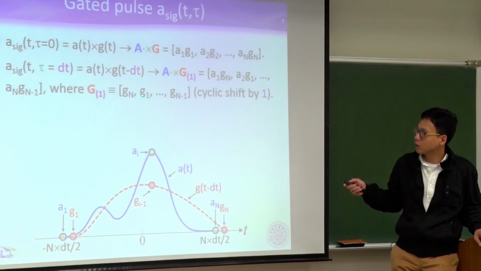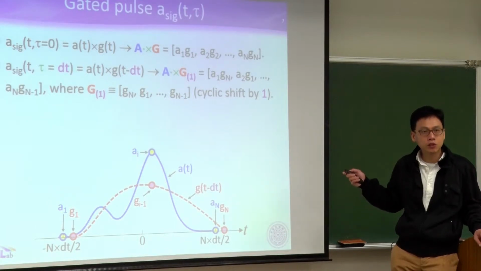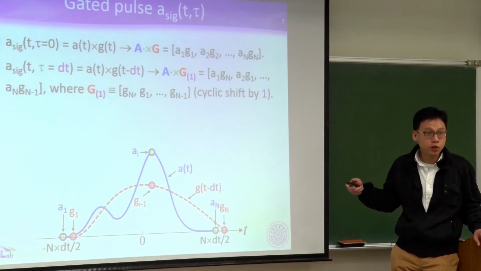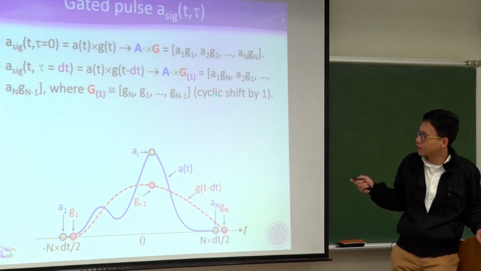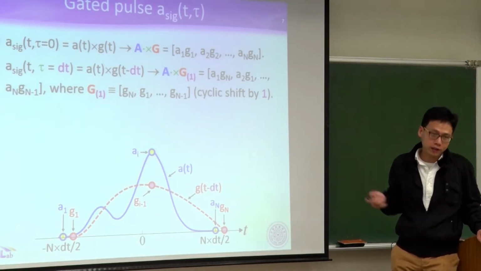So the first element shifted to the second. The second element, G2, shifted to the right. And the last element has no way to shift, so it goes back to the first one. So that's the cyclic shift, and it's defined by G sub 1.